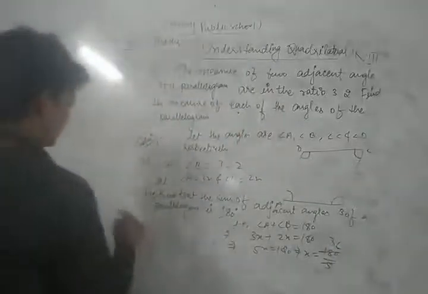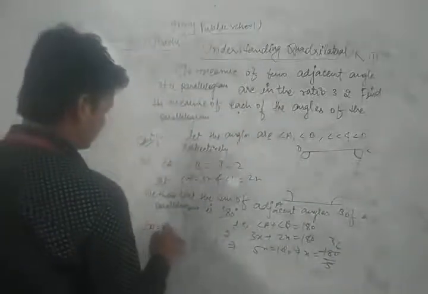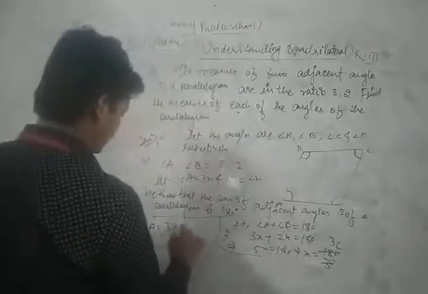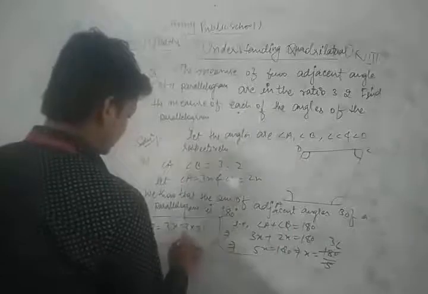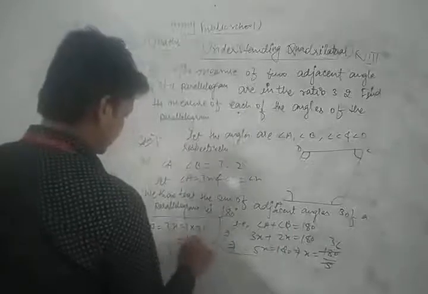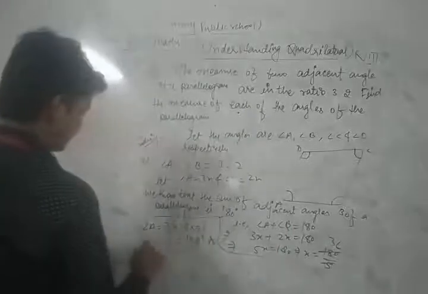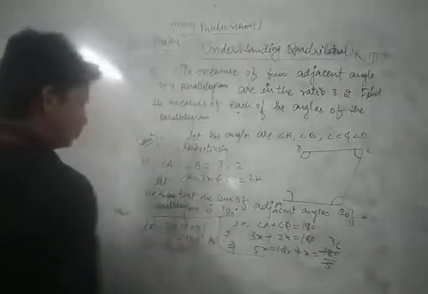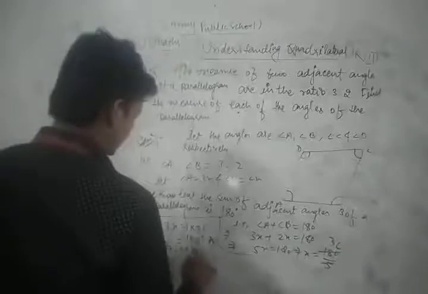Thus angle A is equal to 3x, which is 3 into 36, so 108 degrees. Okay, this is the first answer. Angle B is equal to what? 2x, so 2 into 36 means 72 degrees. This is another answer.